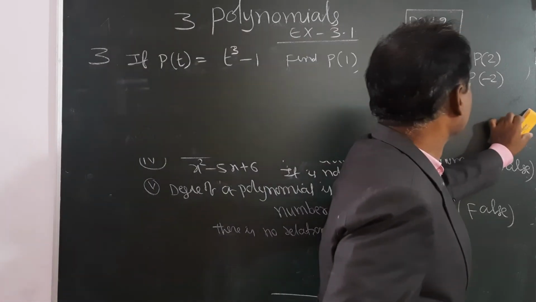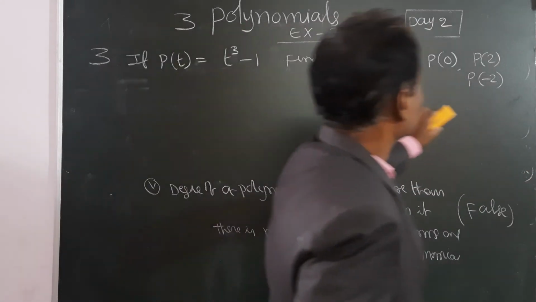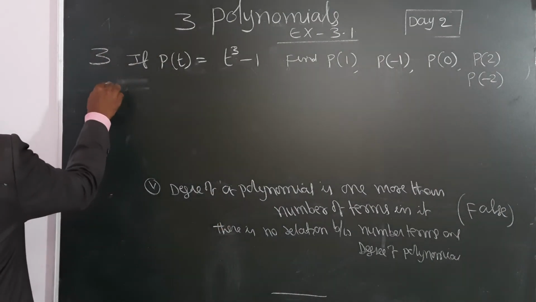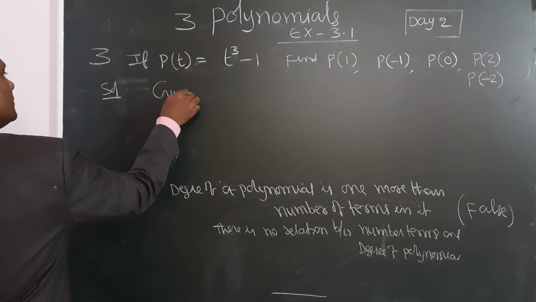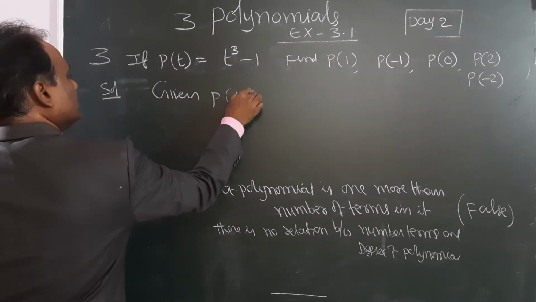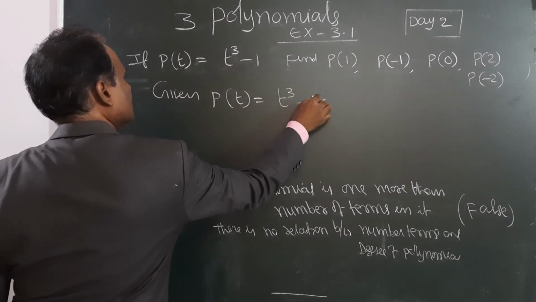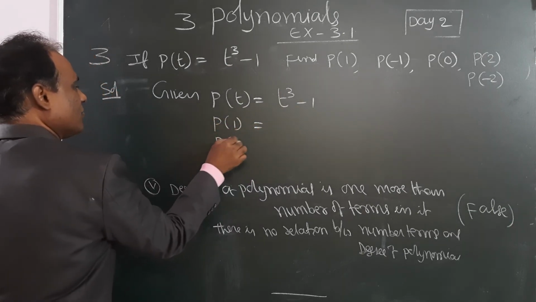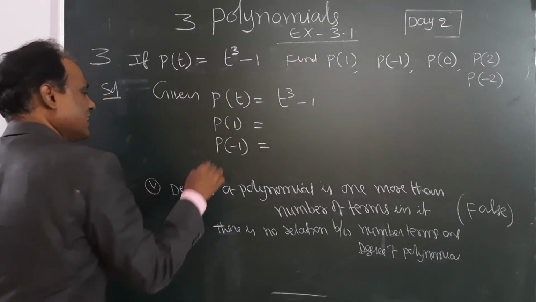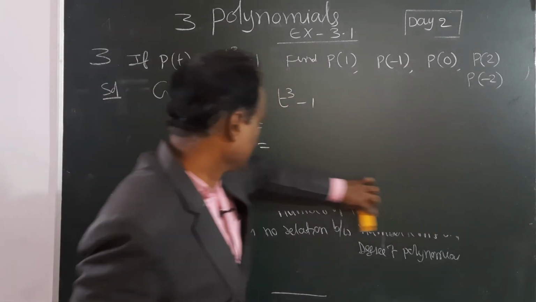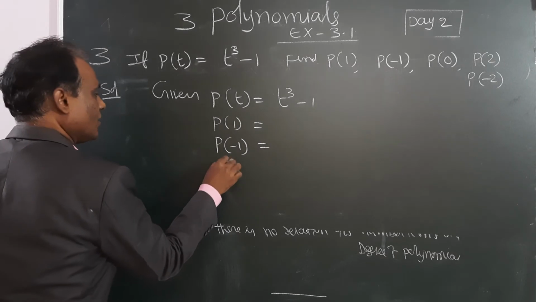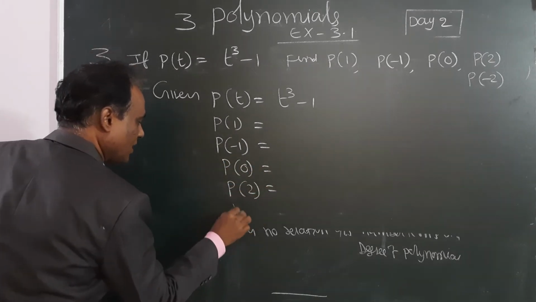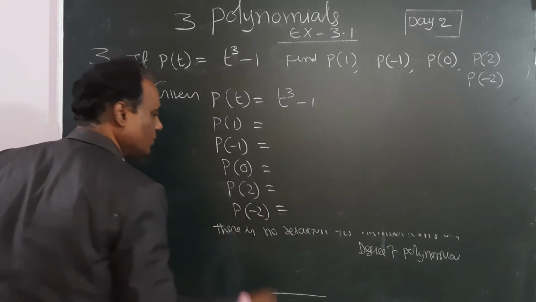Write down the third question. Very simple. Given the polynomial, find P of 1, substituting t equal to 1; P of minus 1, substituting t equal to minus 1; P of 0, P of 2, P of minus 2. Very simple. Do it.